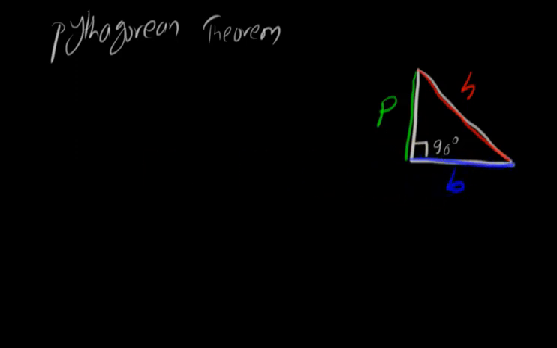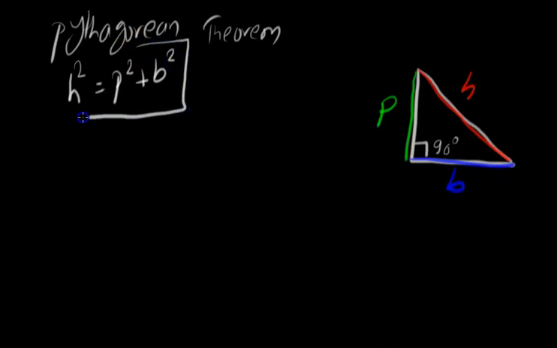What the Pythagorean theorem says is that in a right angle triangle, the hypotenuse square is equal to the perpendicular square plus the base square. So this is the main formula here: hypotenuse square equals perpendicular square plus base square. Let's do some problems to use that formula.